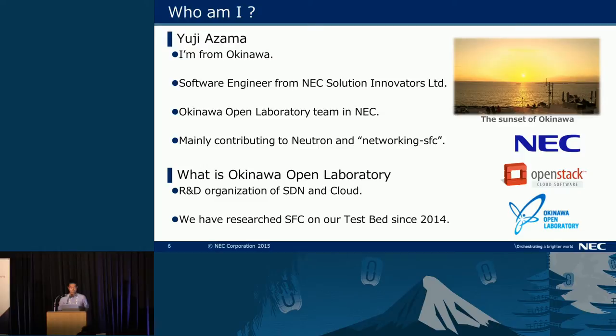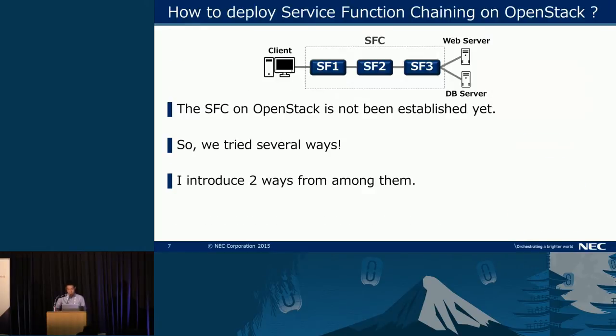I work for NEC Solution Innovators and belong to the Okinawa Open Laboratory team in NEC. The Okinawa Open Laboratory is a research and development organization of SDN and cloud. We have been researching SFC on our testbed since 2014. I'd like to deploy service function chaining on OpenStack. However, it isn't established yet. So I tried several ways. I'll introduce outlines of two of them.